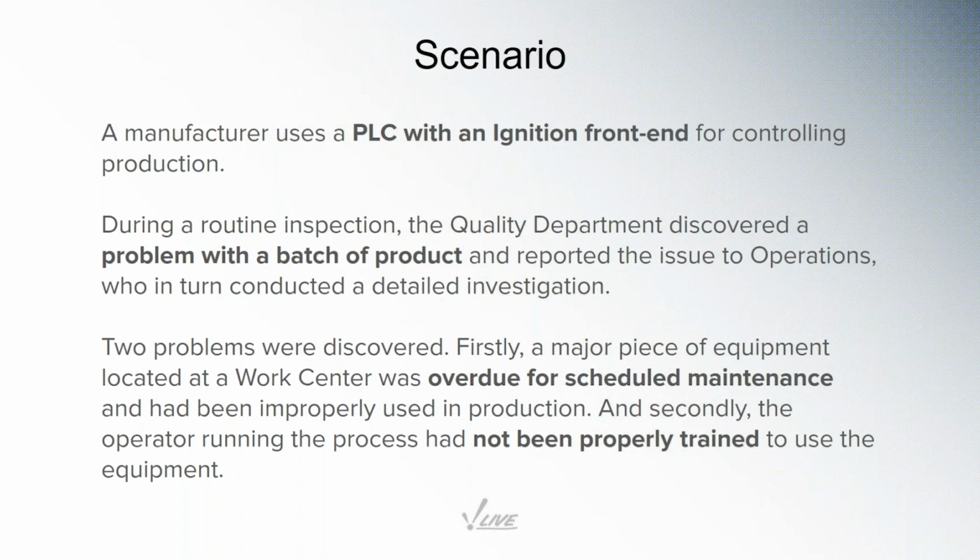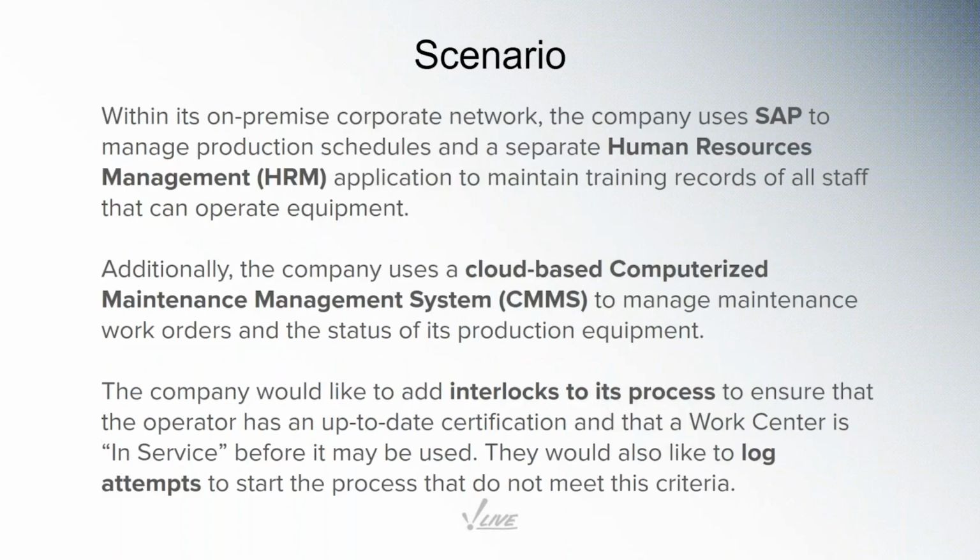And then the next question was, okay, how can we go and fix this? What can I do from an operations standpoint to go and actually correct this? So a little bit of background about what this company has. They have an on-premise corporate network, and I'll show you an architecture diagram to visualize this in a little bit. They have an SAP system, and that's where they manage their production schedules. And then also within this network, they have a human resources management system, or an HRM system. And that's where they maintain all the training records of staff, especially ones that can operate equipment. So that includes their operations folks.